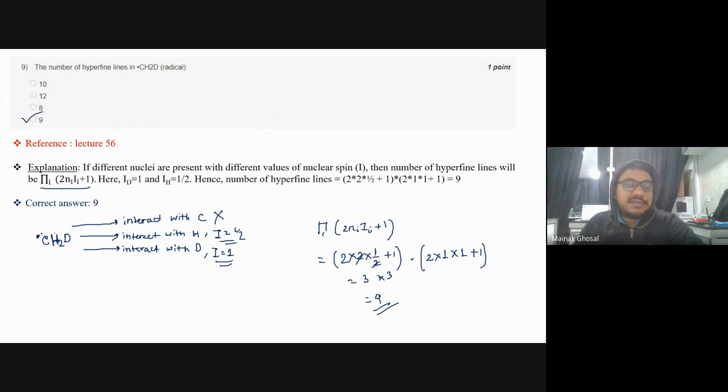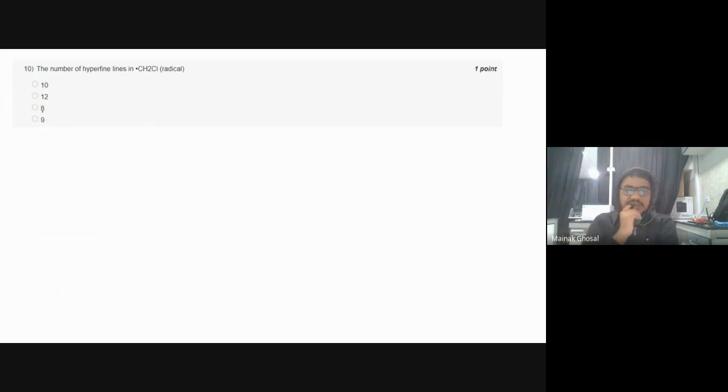You understand this? Very simple math. This type of math generally comes for ESR spectroscopy. You should be aware of that. In the next question, the same type of question is here, but I'm not going to include this carbon, okay? Because I know for carbon this is not possible. For interaction with H, and there could be interaction with Cl, okay?